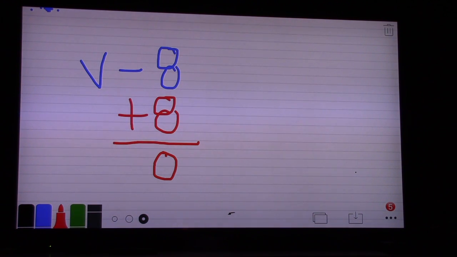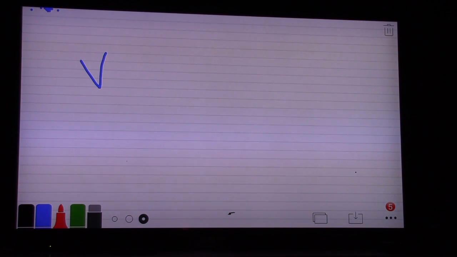So I would be taking 0 and subtracting it from v. And if I have v and I subtract nothing from it, I'm left with exactly what the value of v is. Now there's 2 other conditions, and they're a little less intuitive.